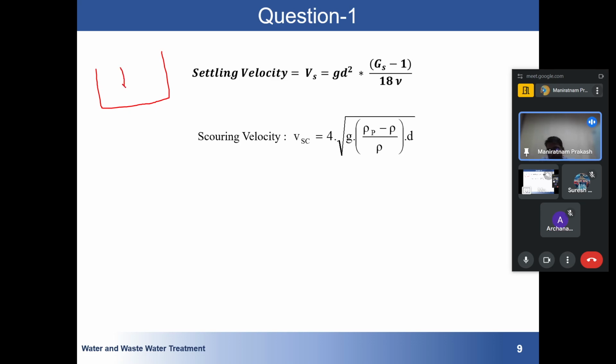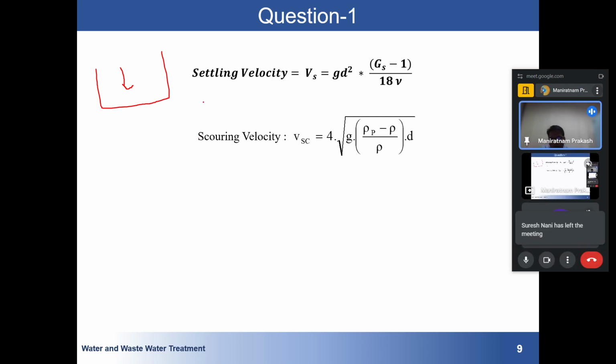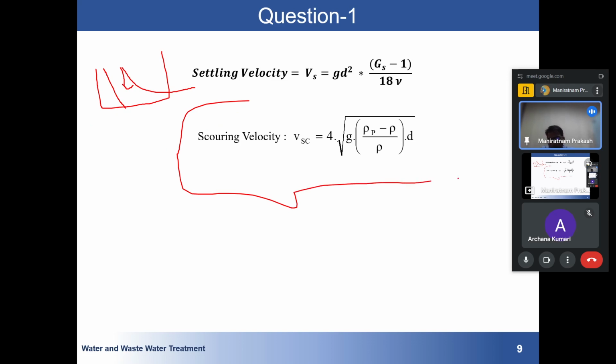That settling velocity was given by this equation, and the flow was also maintained in such a way that the velocity is less than the scouring velocity. Suppose a particle is settling here, we don't want this particle to go outside our primary sedimentation tank. We want to make sure that if a particle is settling, it settles down at the bottom of the primary sedimentation tank.